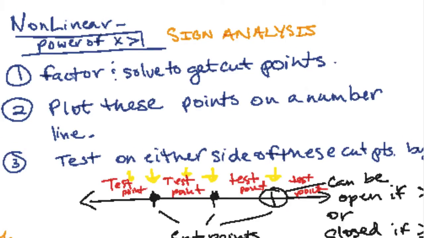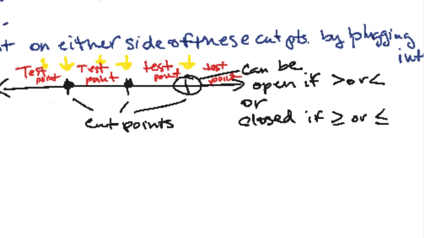Okay, and if your question's asking where is it less than 0, you would take all of your regions that had a minus sign. If it was greater than 0, it would be a plus sign. Okay, if it was a greater than or less than sign, you use parentheses. And if it's equal included, we have to use a bracket. Bracket means up to and including. Parentheses means not including.